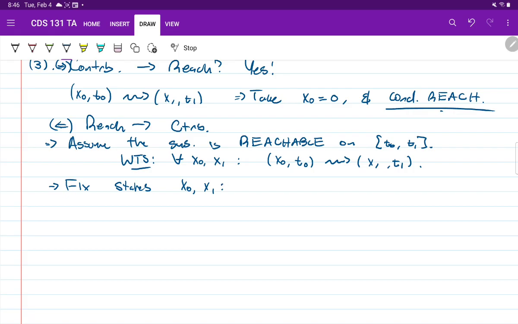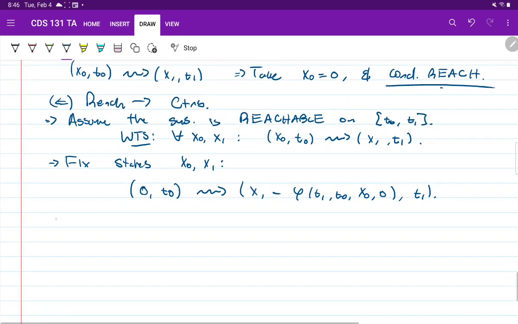Then what am I going to do? Well, what do I know? If I have reachability, then I can get anywhere I want from the origin. So what I need to do is pick a very special state that I can reach from the origin. So by reachability, what I know is that from 0, t0, I can reach the special state x1 minus phi of t1, t0, x0, and 0 input. Okay? And I can get there by time t1.